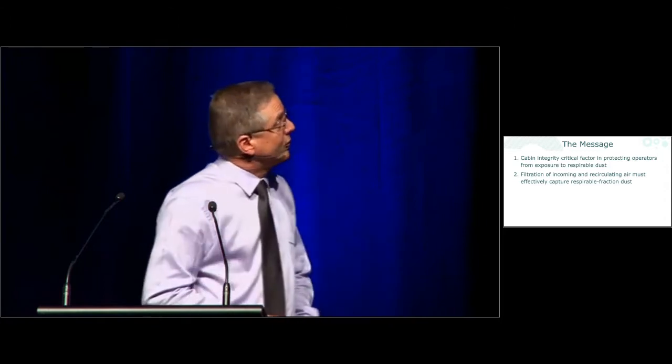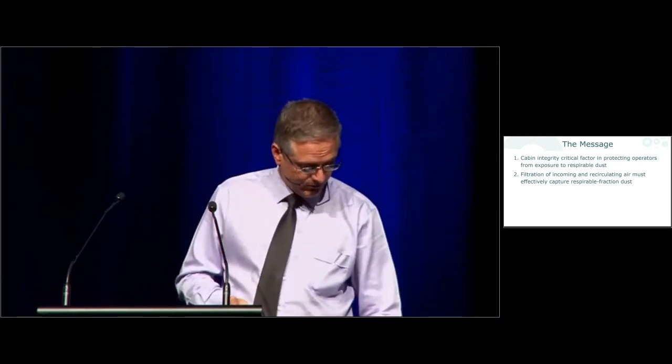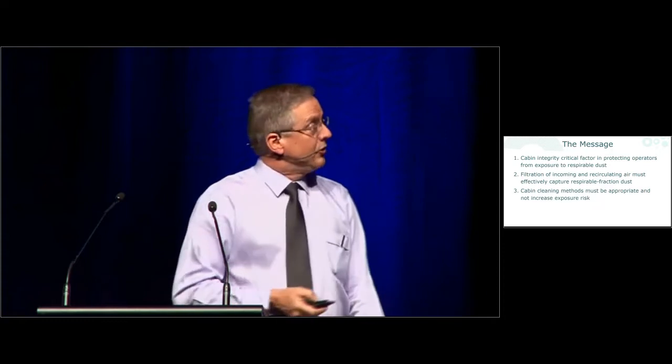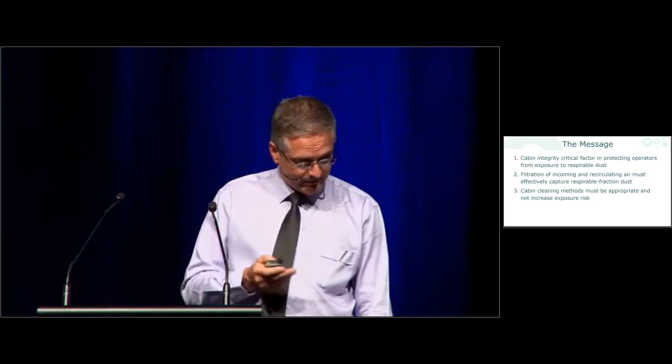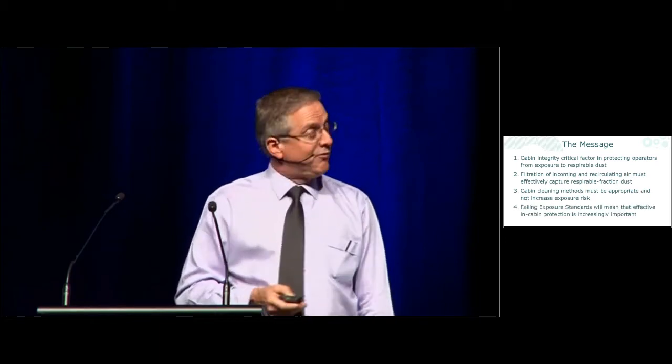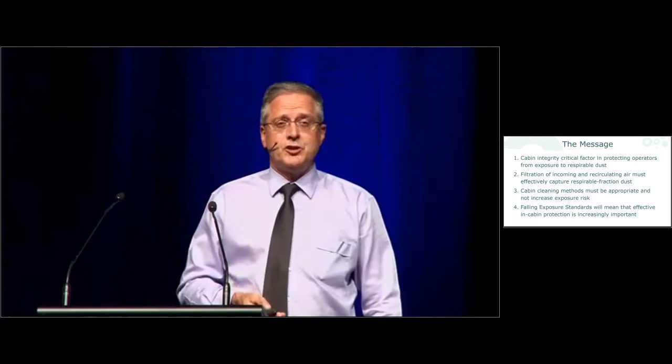The second one is filtration. It's critical to ensure that the filtration in mobile plant cabins and fixed cabins like crusher control booths have the right capture efficiency to protect the worker from respirable dust, that very fine invisible respirable dust. Third takeaway is cabin cleaning methods. There's a lot of failure in control in terms of operators cleaning their cabins, and I'll provide some information on that. And the fourth one is falling exposure standards.